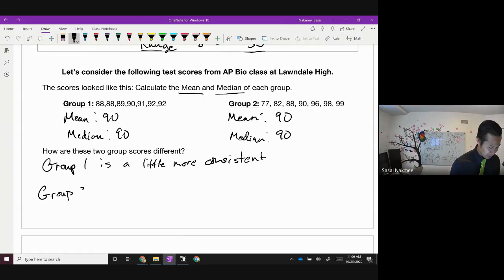Group 2, what's the plus side though? Even though group 2 has a wider range, what's the plus side? No mistakes though. Yeah, it's all on purpose, Miguel. All of it on purpose. All for the sake of learning.